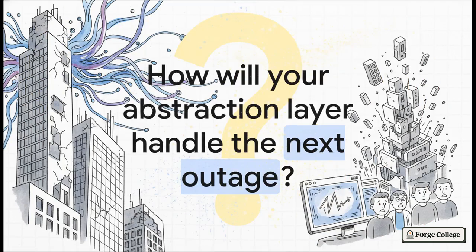So, I want to leave you with a somewhat provocative thought to chew on before our next lesson on architecture patterns. How will your abstraction layer handle the next relayer outage? Is it going to fail gracefully, or will it leave your users staring in frustration at a frozen screen?